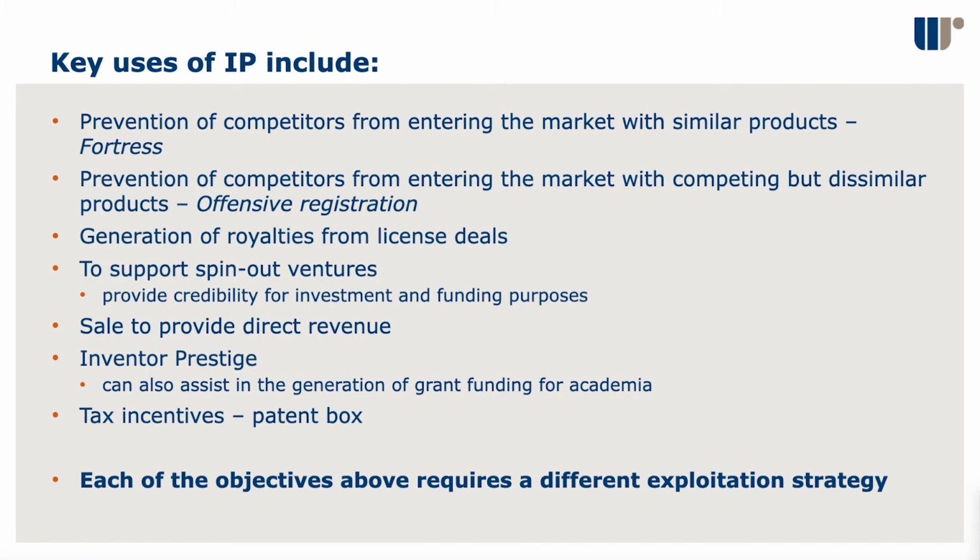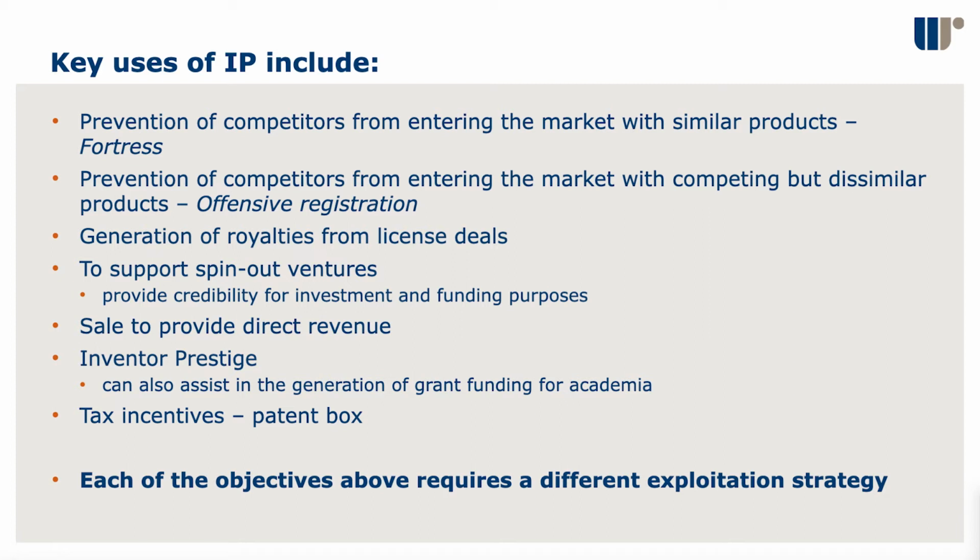So what are the key uses of IP? Each of these is discussed in more detail later in the presentation. The first use, and possibly the most obvious one, is the prevention of competitors from entering the market with similar products. This is generally known as the fortress model. Alternatively, you can look to prevent your competitors from entering the market with competing but dissimilar products, and this strategy is often termed offensive registration.